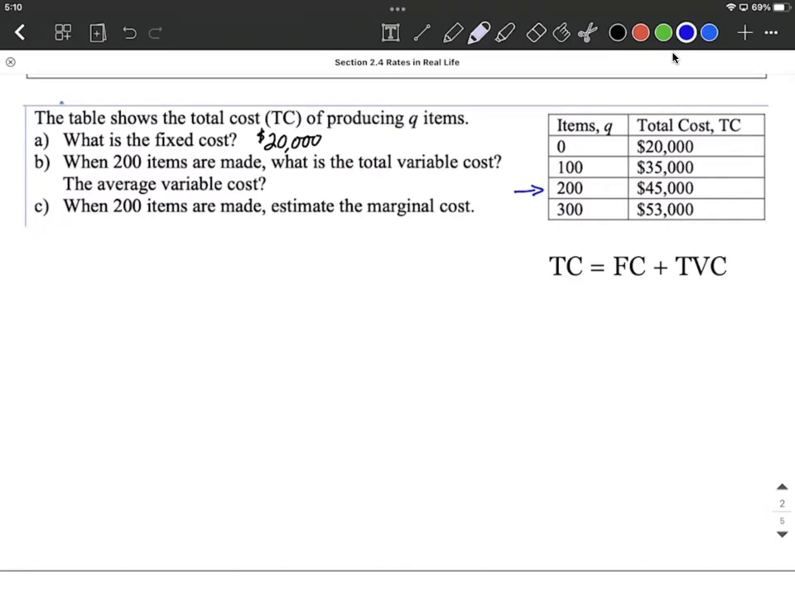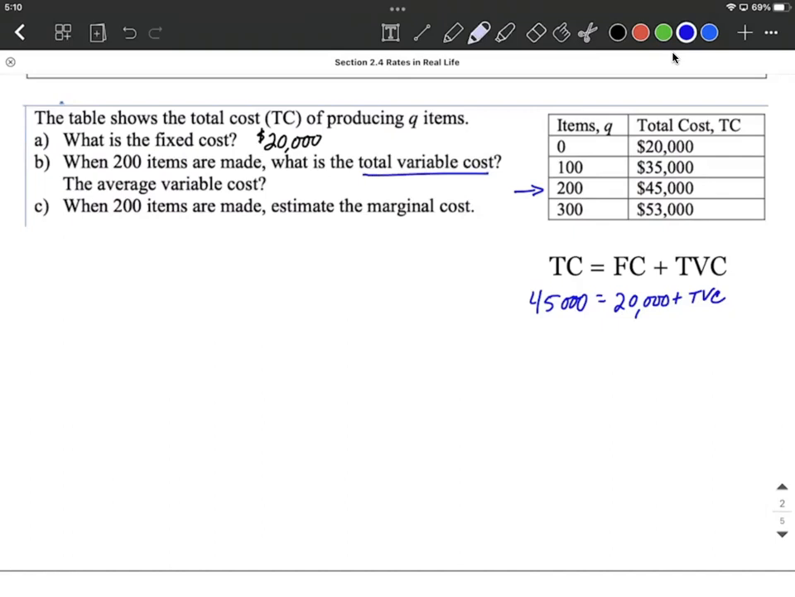Well, the total cost for 200 items would be $45,000, but that's comprised of 2 different pieces, right? Our fixed costs, which we answered in part A, was $20,000, plus our total variable costs. Well, we're looking for our total variable costs.